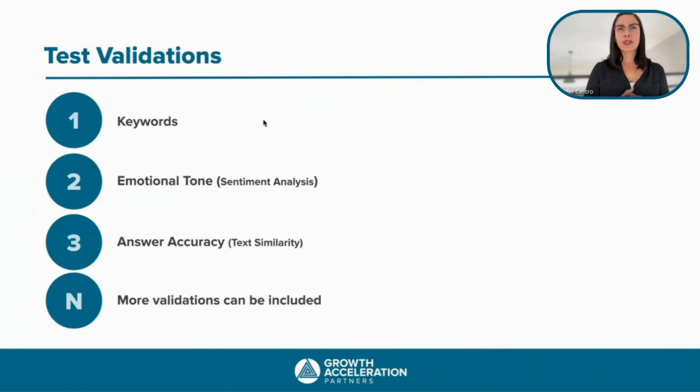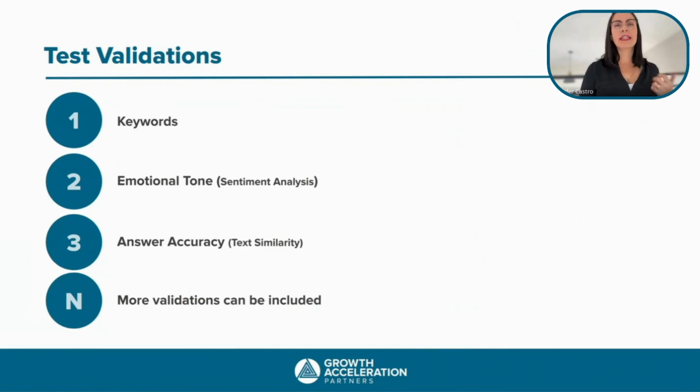Now I want to talk a little bit about the different validations that we implemented in this case. It's important to mention that the validations were defined based on the necessity of the chatbot, based on the purpose. We analyzed the goal of the chatbot, and based on that, we recommended those 3 validations that are going to help us to know if the answer is accurate. The first one is the keywords.